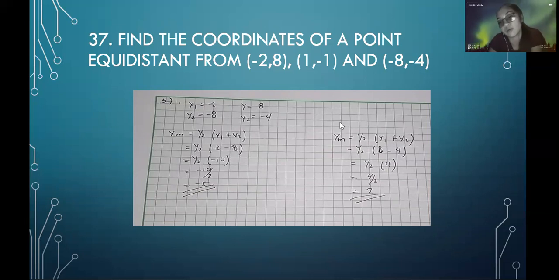Then solve for y sub m. Y sub m is equal to 1/2 times y sub 1 plus y sub 2. Then substitute the value. So y sub m is 1/2 times 8 minus 4. Then 1/2 times 4 is equal to 4 halves. So y sub m is positive 2.